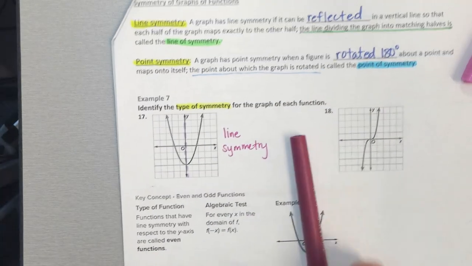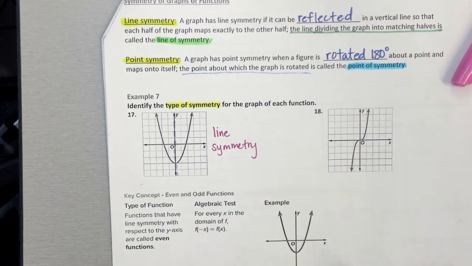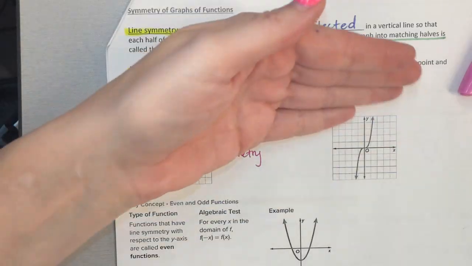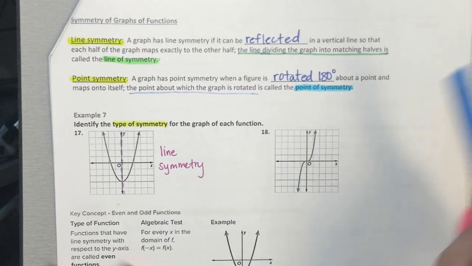Okay, if I were to cut this in half, if I reflected this over, it would be here. So that does not have line symmetry. If I tried to cut it this way, it would fold over. That would not work. So let's see if it has point symmetry.